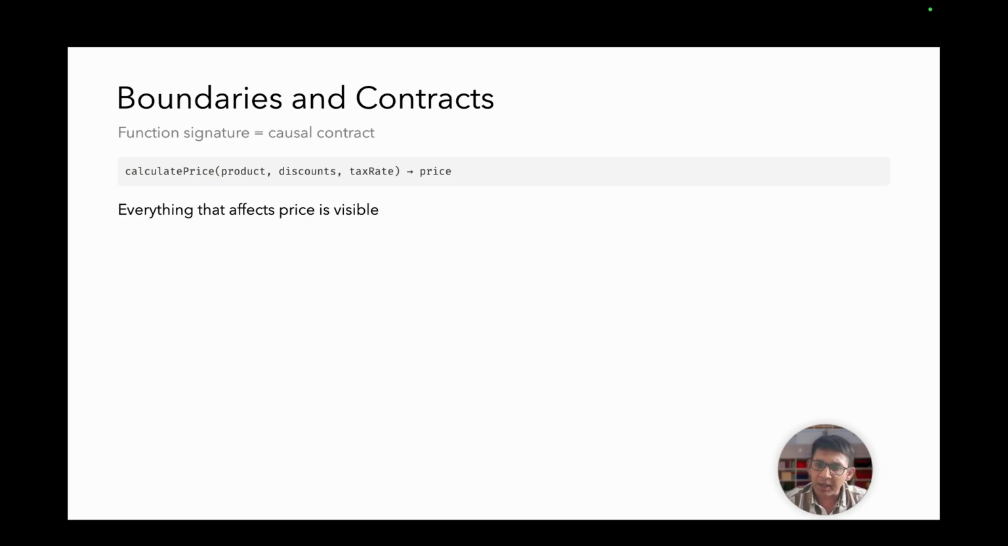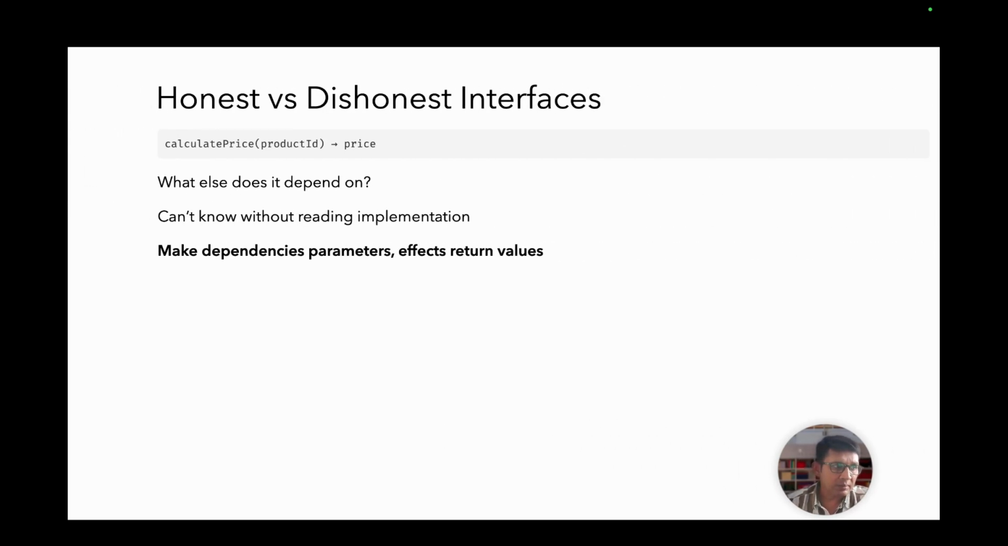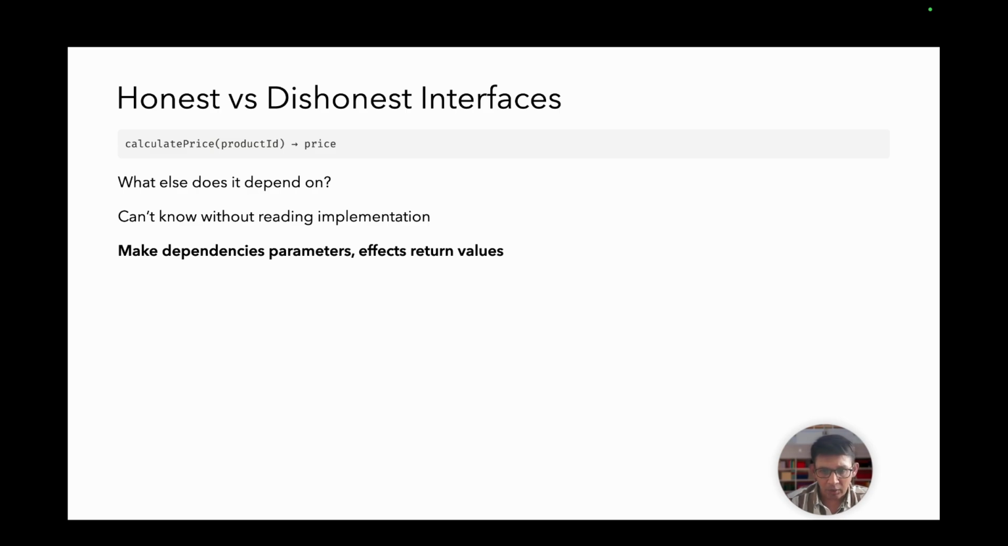Now look at the calculate price method over here. This is transparent causality. Everything that affects the price is visible in the signature. Now contrast this with a calculate price that takes only the product ID and returns the price. That would be opaque. What does it depend on? Or what else does it depend on? You can't know without reading the implementation. So the principle here is: make dependencies parameters and make effects return values. Push hidden state into explicit parameters and eliminate ambient dependencies.